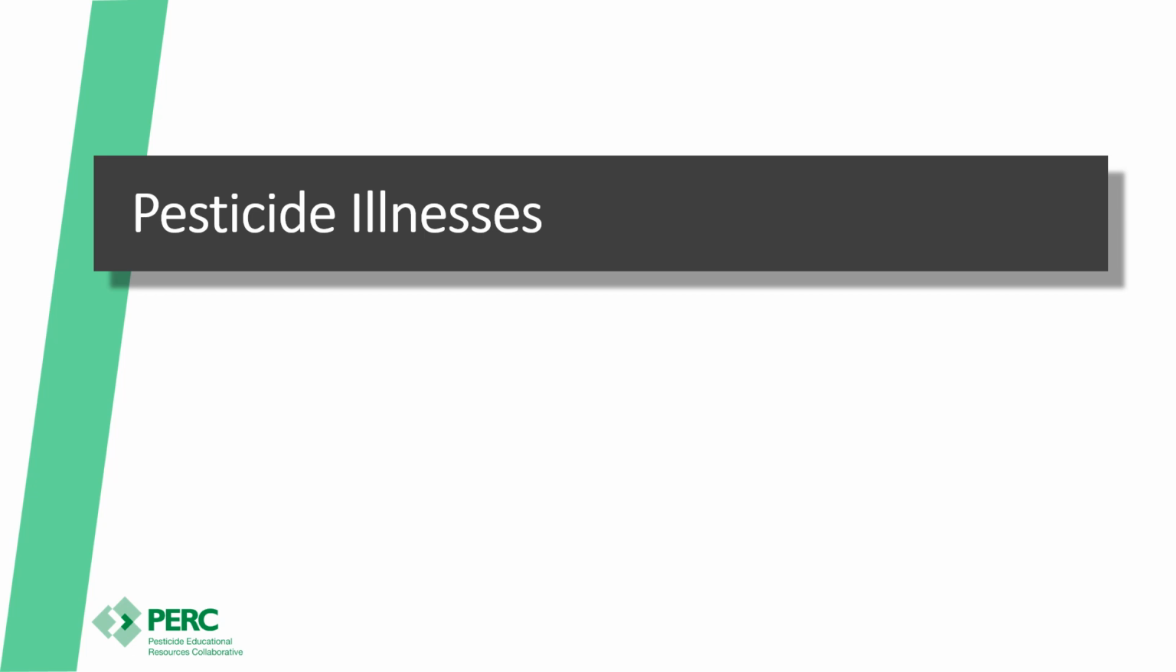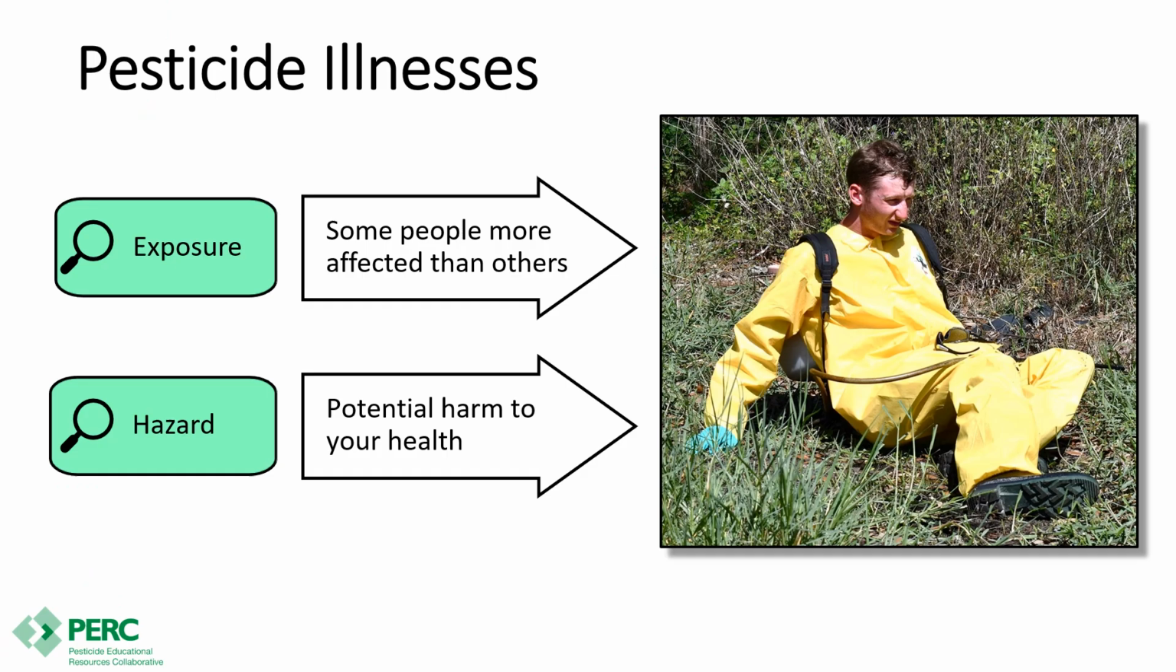Now let's learn about pesticide illnesses. Contact with a pesticide or pesticide residue is called pesticide exposure and may affect some people more than others. Since pesticides are different from one another, so is the potential hazard or harm they may have on your health.